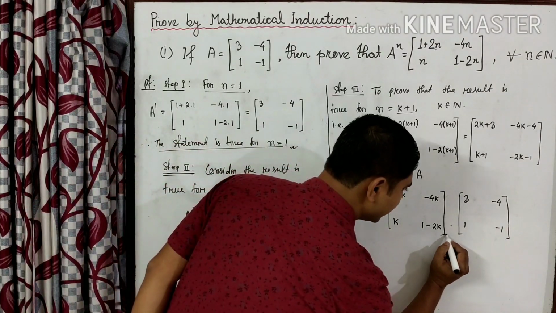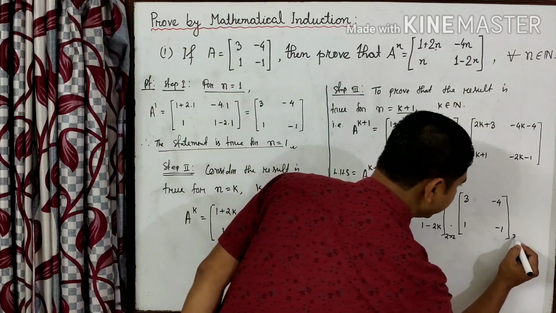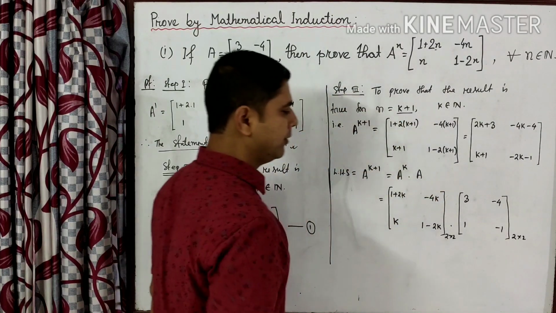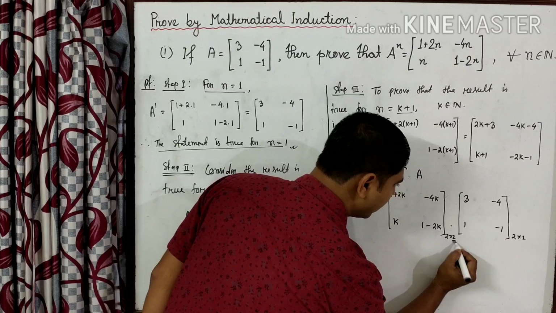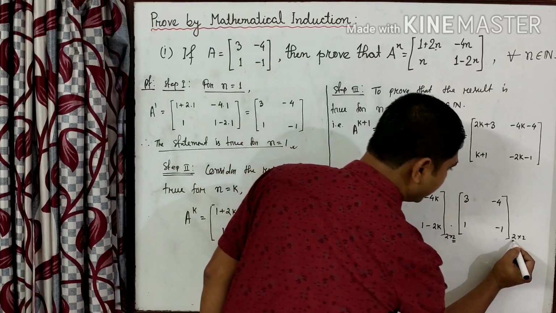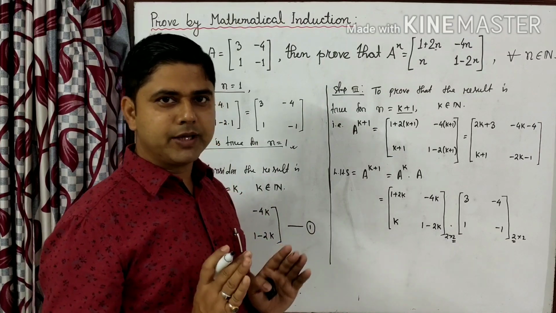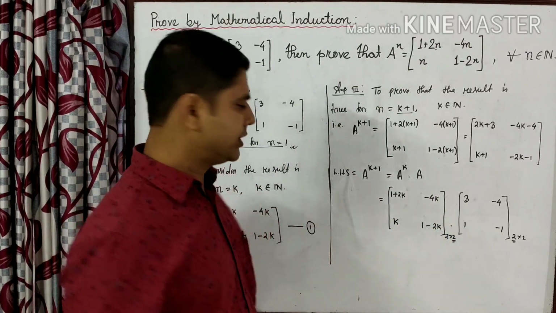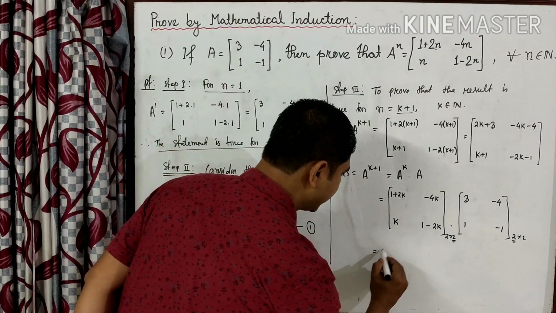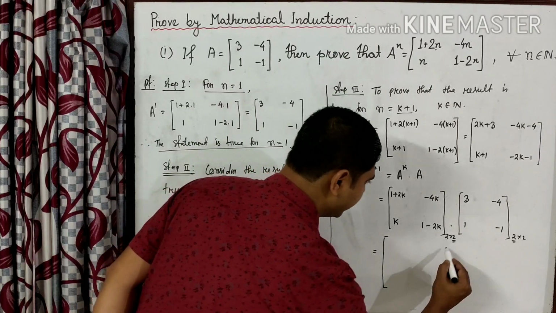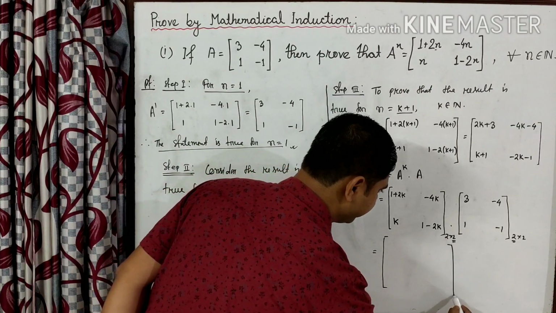What is the order of this matrix? This one is 2 by 2, and this one is also 2 by 2. The number of columns of the first matrix is equal to the number of rows of the second matrix. Therefore, multiplication of these two matrices is possible. Now, how can you multiply it?